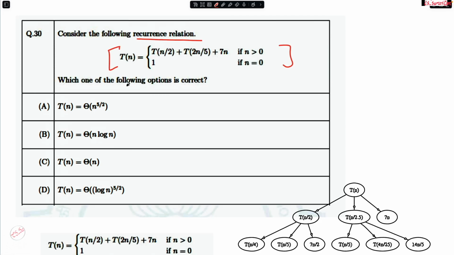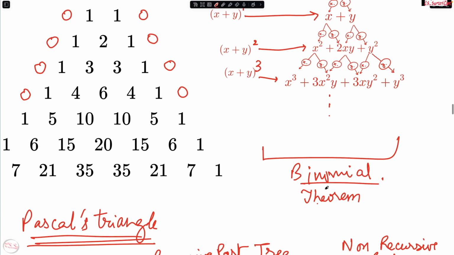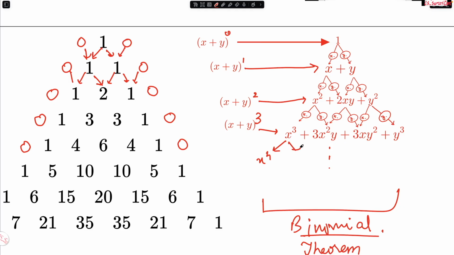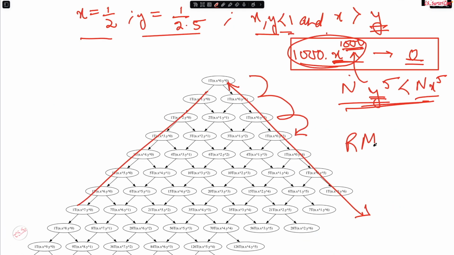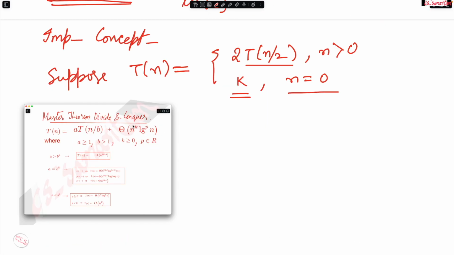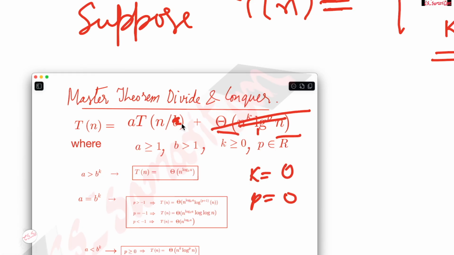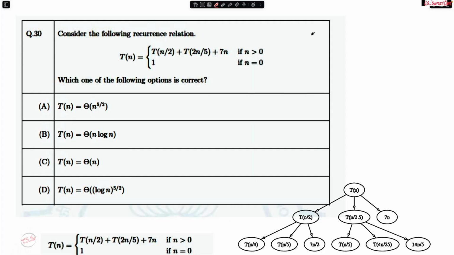Hello guys, today in this video I have really expanded upon the concept of runtime and how it behaves in recurrence relations. I really believe that after seeing this video you will be able to solve similar questions in the GATE examination. Okay, so let's solve this question. The question states that the following recurrence relation has been given to us. Which one of the following options is correct?